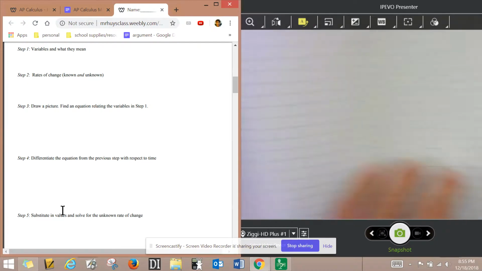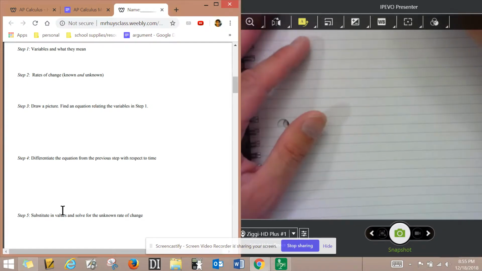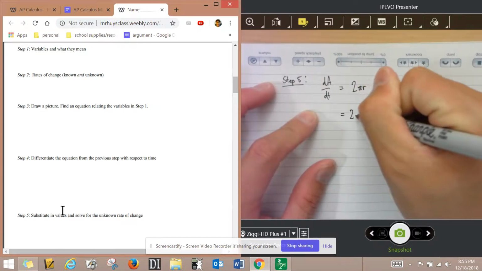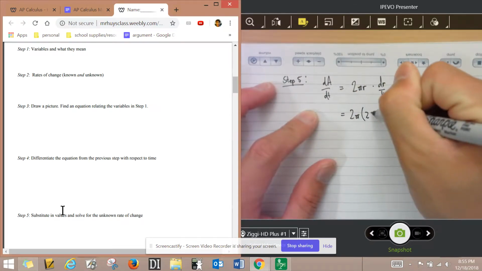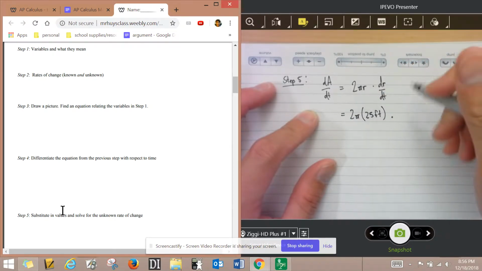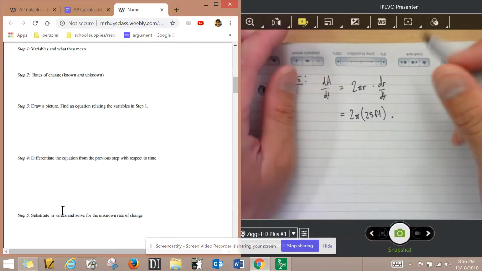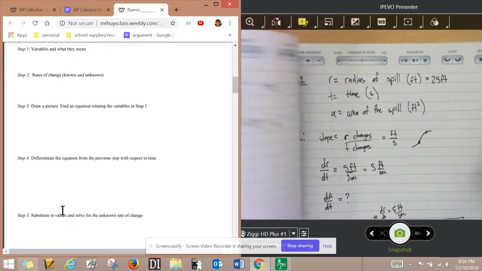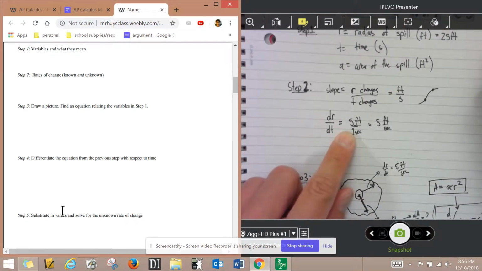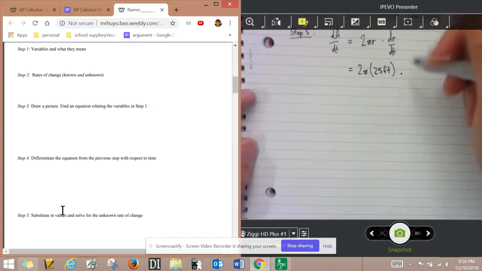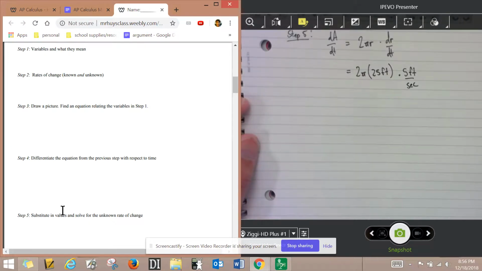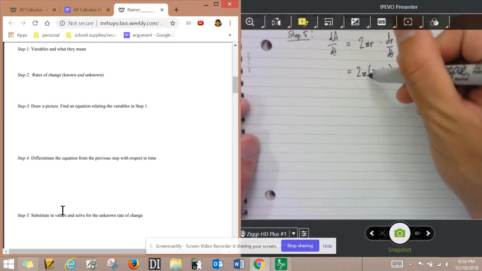So we're going to substitute in the radius for 25 feet. So 2 pi times 25 feet. And then we're going to multiply that by the rate of change of the radius, dr over dt. We knew the radius constantly changes at a rate of 5 feet per second. So let's write that in with the units, 5 feet per second. Let's multiply that out. I'm going to leave the pi as a constant.